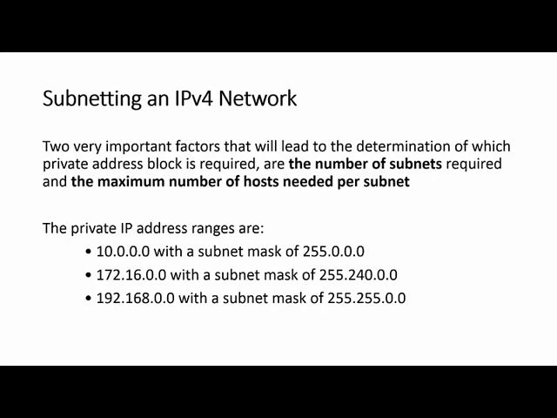Remember that the private IP address ranges are 10.0.0.0 with a subnet mask of 255.0.0.0, 172.16.0.0 with a subnet mask of 255.240.0.0, and 192.168.0.0 with a subnet mask of 255.255.0.0. Knowing your IP address requirements will determine the range or ranges of host addresses you implement. Subnetting the selected private IP address space will provide the host addresses to cover your network needs.